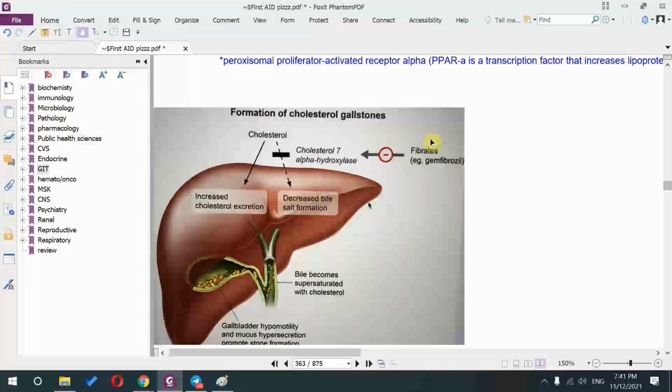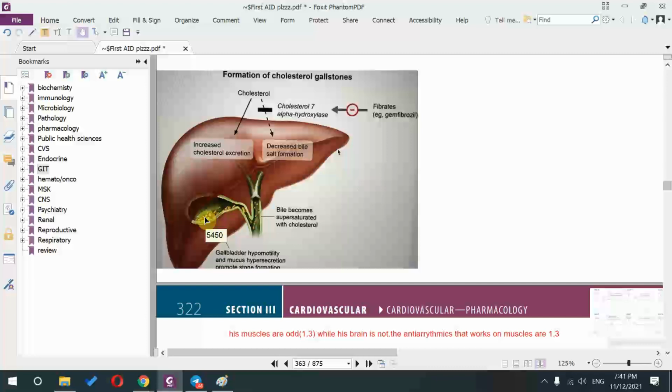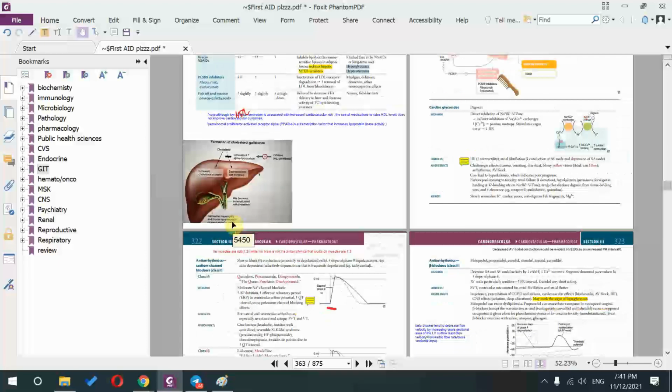If you use fibrates, for example, fibrates lead to inhibition of cholesterol 7-alpha hydroxylase, which leads to shunting and movement of the pathway to the other side, which leads to a lot of cholesterol going where? Inside of the bile. That leads to supersaturation of cholesterol and formation of stones. That's why fibrates can lead to cholesterol stone. Not bilirubin stone, but cholesterol stone.